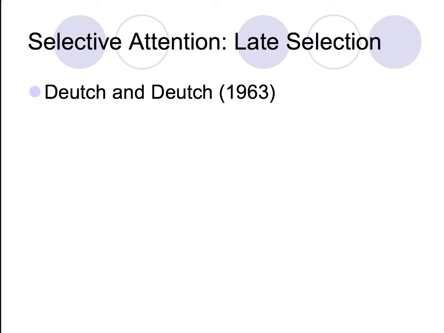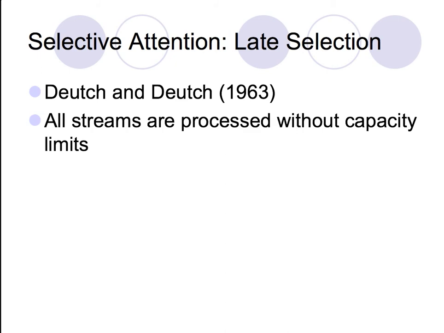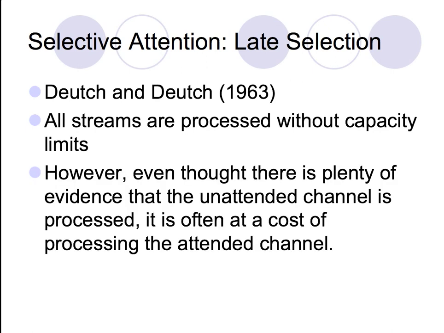And then there's one last extreme view of attention. This is late selection theory, proposed by Deutsch and Deutsch. Now, late selection assumes that all streams are processed without capacity limits, completely, with no attenuation whatsoever. And this is highly unlikely because, first of all, that means that we have to have an enormous amount of capacity in the brain to attend to all the information that exists.